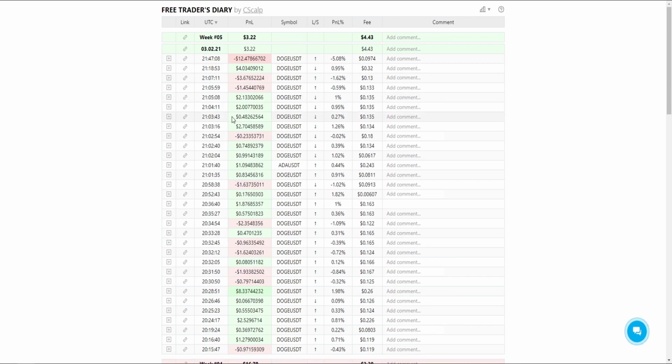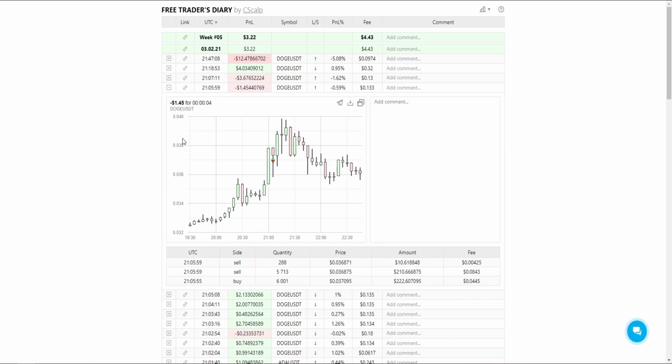The time of the trade is formed according to the last transaction. For example, if you opened the position yesterday and closed it today, the whole trade will be marked as today's trade. One line, as I already said, is one trade. So you can see a graph here. So all the points of entering and closing the position are also depicted here.